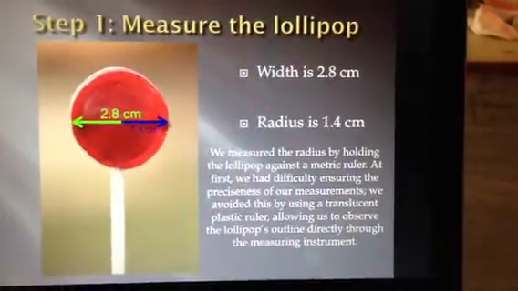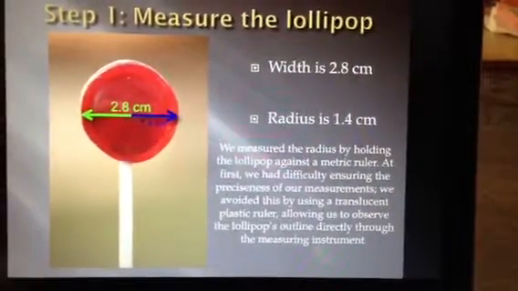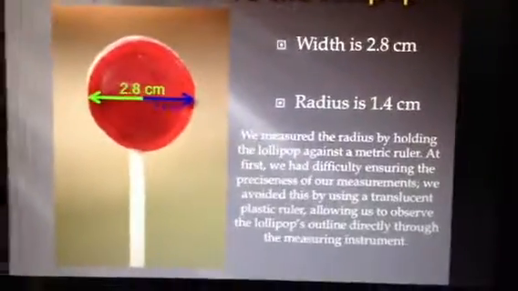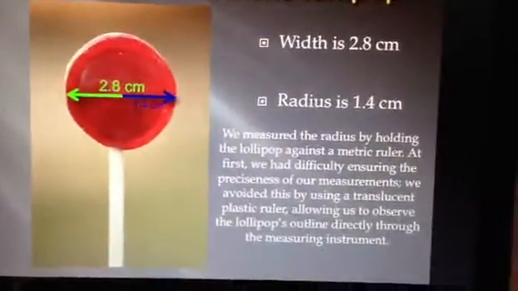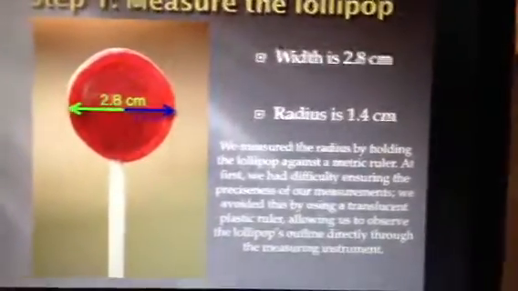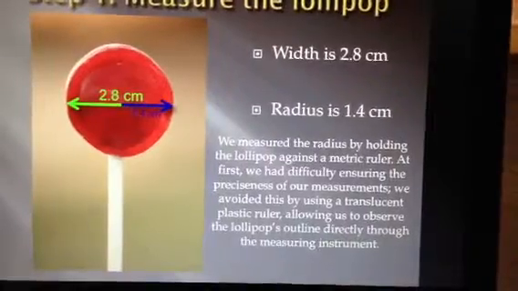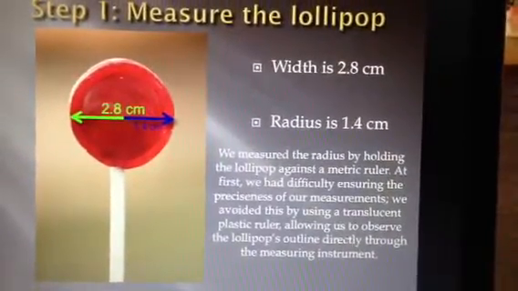The difficulties we had were measuring this lollipop. It was very hard to get a precise measurement because the lollipop is round and we were trying to hold it against a flat ruler. But we avoided this problem by switching to a translucent plastic ruler, so we were able to observe the outline of the lollipop directly through the measuring instrument, which allowed for much more precise measurements.